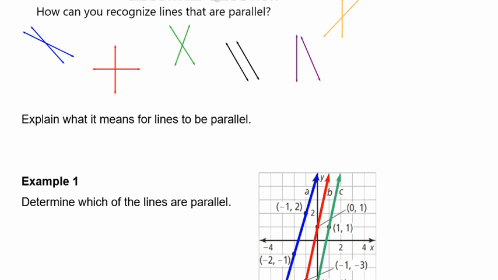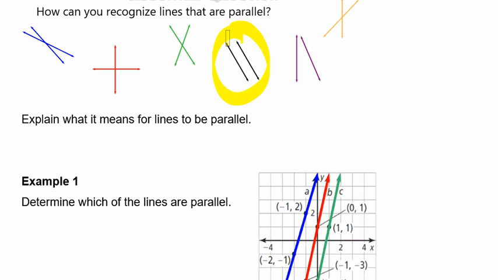In this video, we're going to be talking about parallel lines, what it means to be a parallel line, and how to determine if lines are parallel. So, can you recognize the parallel lines out of the 6 examples I have here? Did you choose these ones? If you did, you're right.